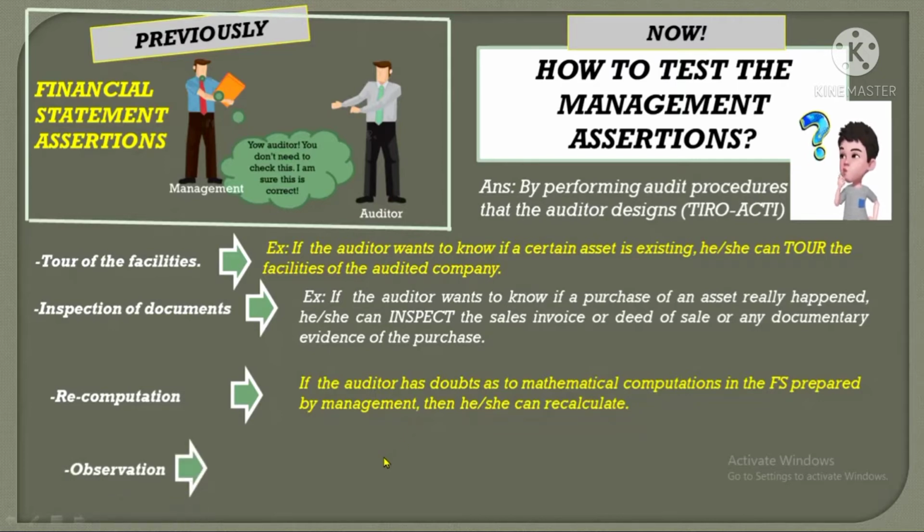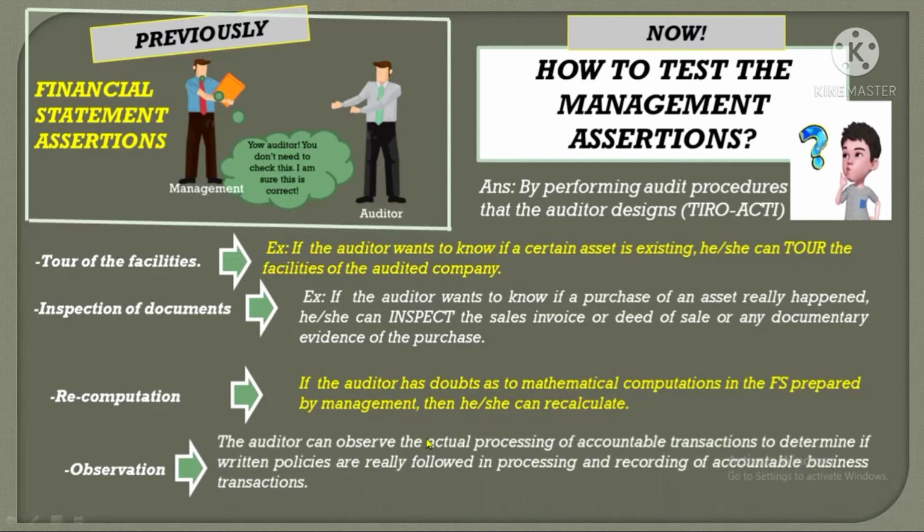On the TIRO ACTI, we are now in the O. If you are the auditor, you can observe the actual processing of accountable transactions to determine if written policies are really followed in the actual processing and recording of accountable business transactions. This is a technique used by the auditor to gather information directly, because as you know, evidence gathered directly is more reliable than evidence gathered indirectly.